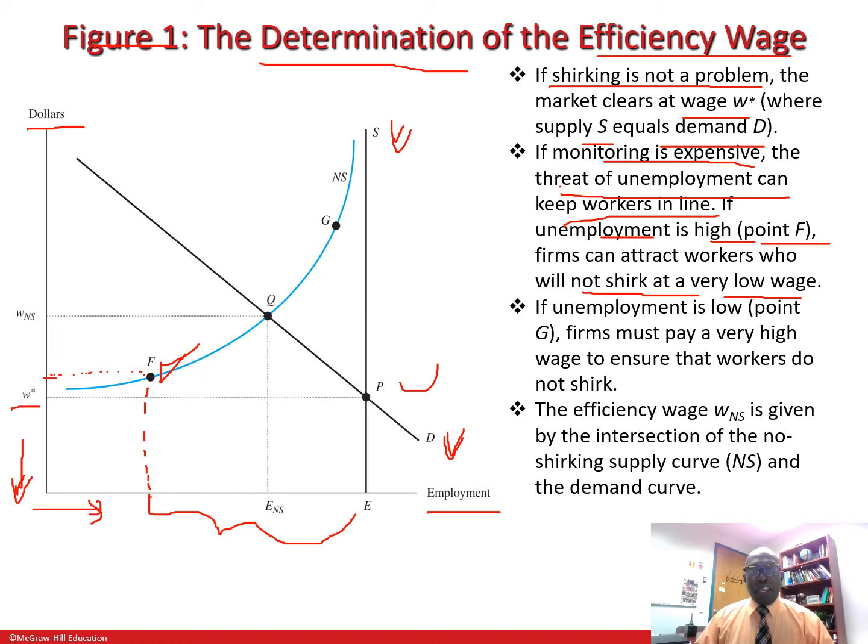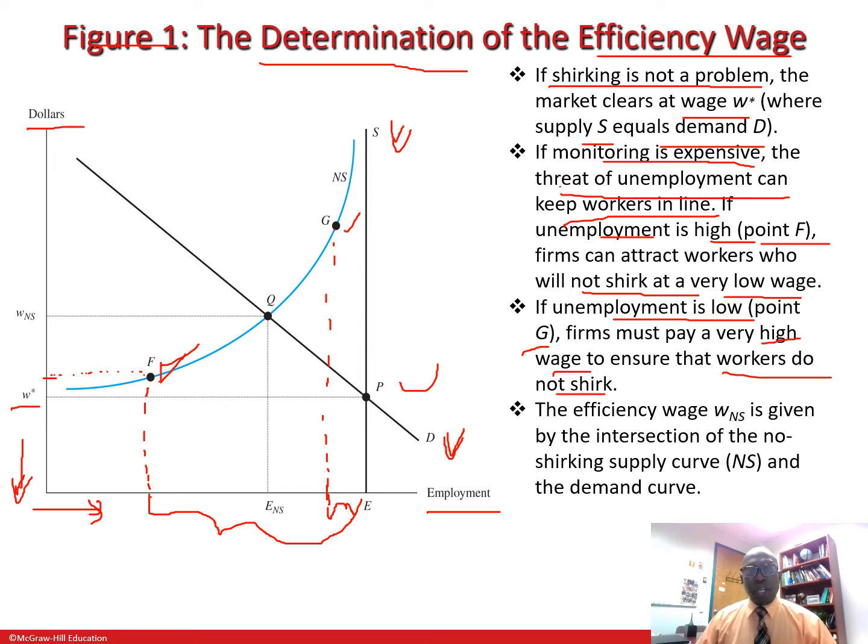On the other hand, if unemployment is low, at a point like G, the firm must pay a very high wage to ensure that workers do not shirk. At point G, the number of people who will be employed will be this much, and the difference between these two is unemployment.